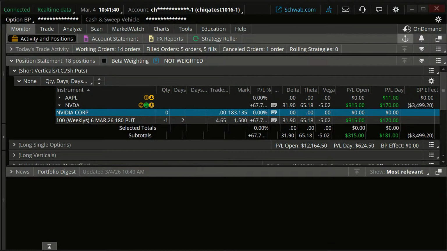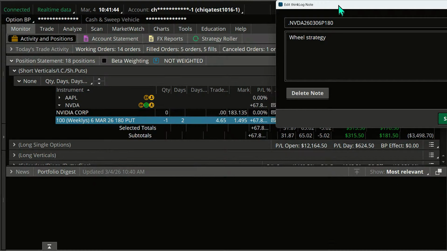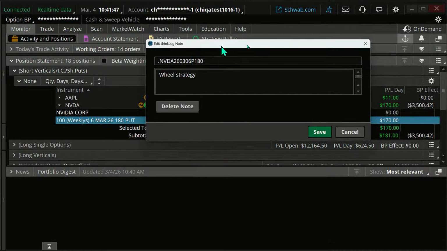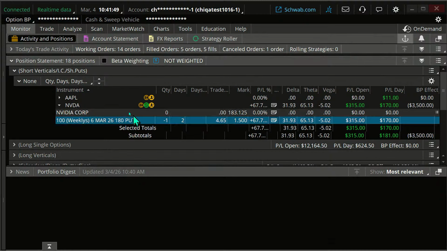However, this is a particular strategy we're doing called a wheel strategy. I put that note in there just to remind myself. The wheel strategy is we sell the put with the intention that if it does go in the money, or if we get assigned the stock, then it's okay. We'll then turn around and sell a covered call on it. So if you're just looking to sell the put, we could close this out, take profit.